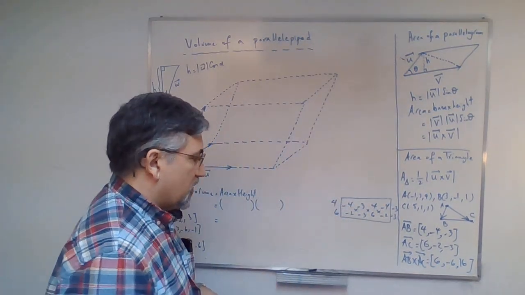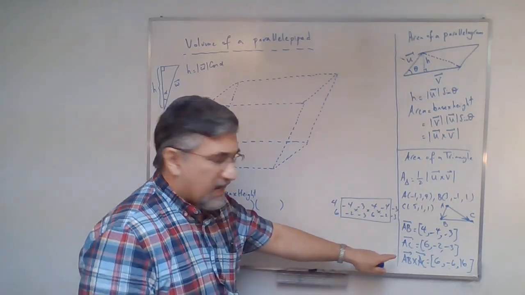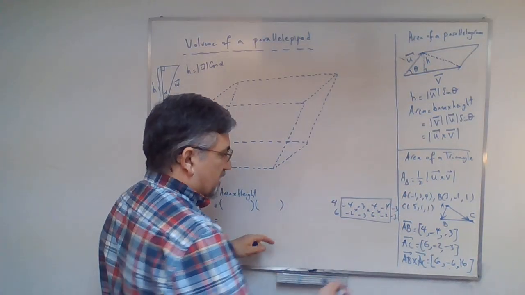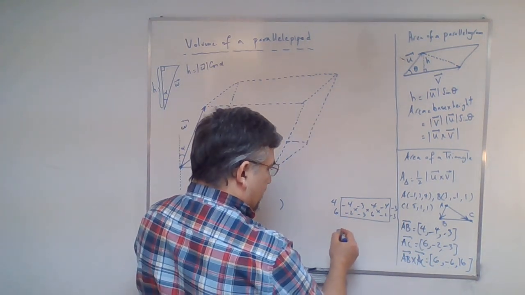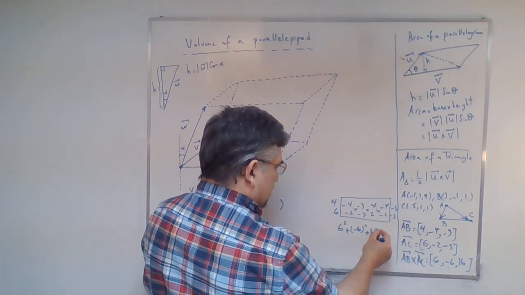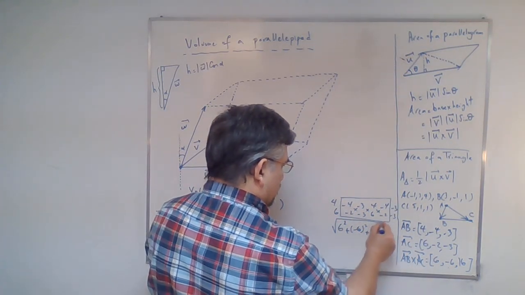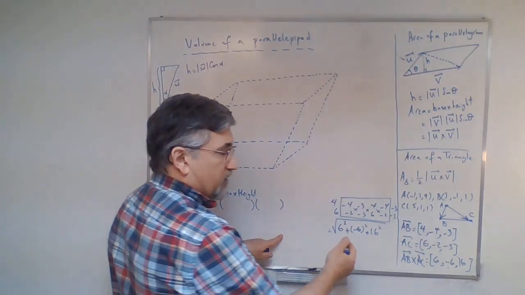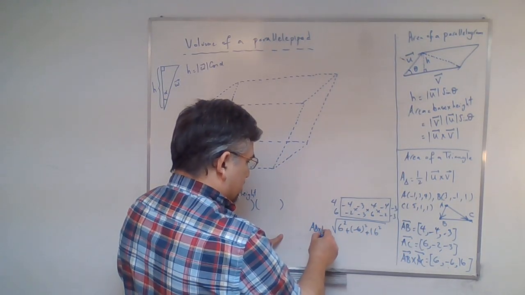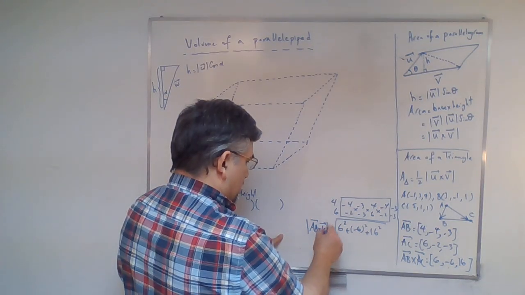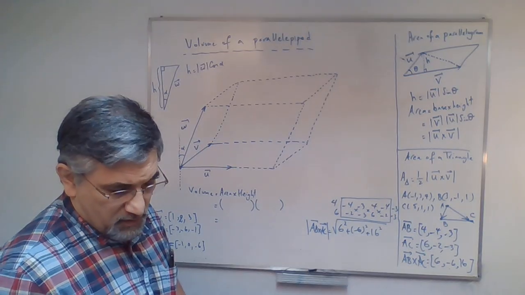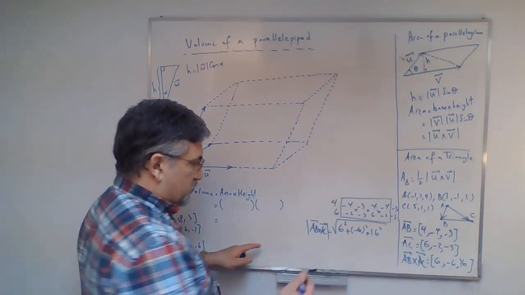Okay. Now that I have the cross product, I have to find its magnitude and then times 1/2. So how do you find the magnitude of this vector? It would be 6 squared plus negative 6 squared plus 16 squared. Take the square root of that. That would be the magnitude of AB cross AC.